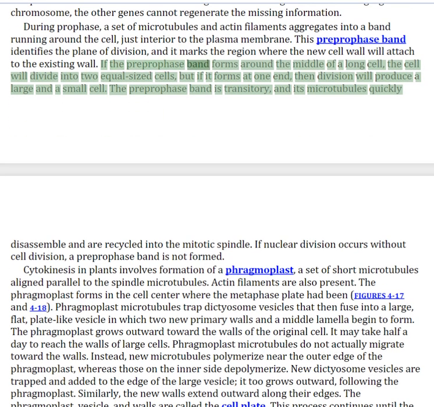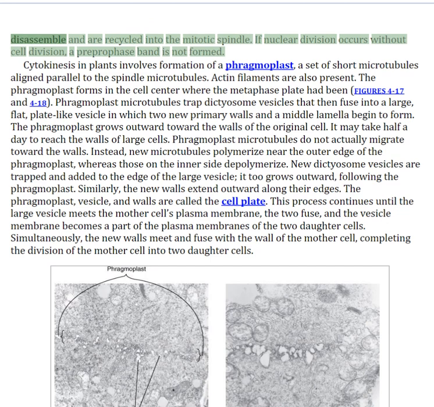If the pre-prophase band forms around the middle of a long cell, the cell will divide into two equal-sized cells, but if it forms at one end, then division will produce a large and a small cell. The pre-prophase band is transitory, and its microtubules quickly disassemble and are recycled into the mitotic spindle. If nuclear division occurs without cell division, a pre-prophase band is not formed.